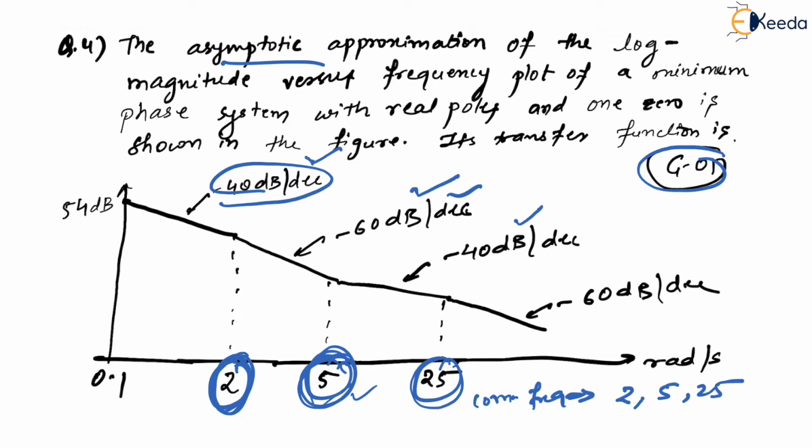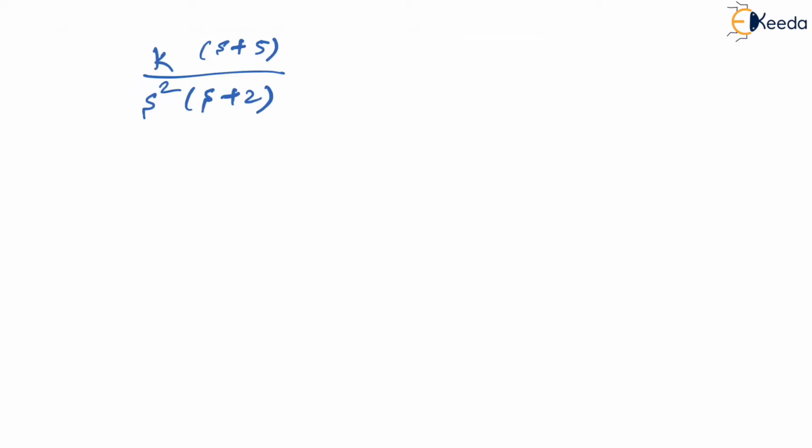Now, let us see. What has happened at 25? Initial slope was how much? Minus 40 dB per decade. But at 25, the slope got changed to minus 60 dB per decade, which means what? Slope has increased now, which means definitely I have got a pole at 25. Is that correct? This is what we have got.